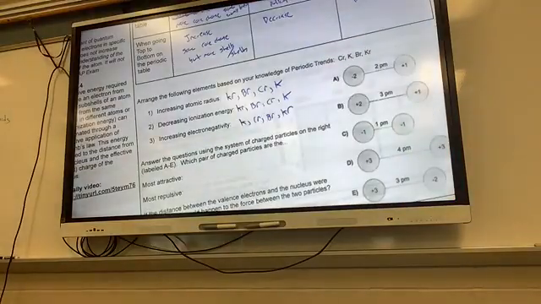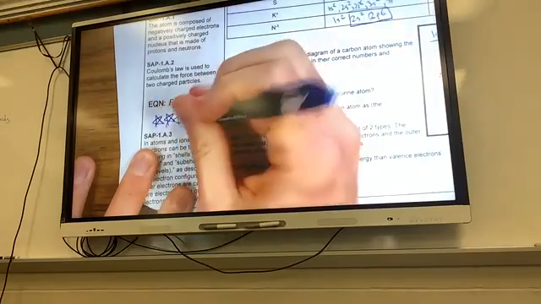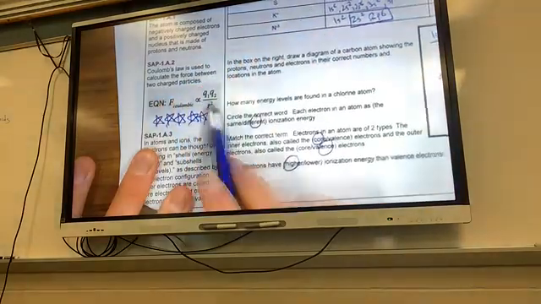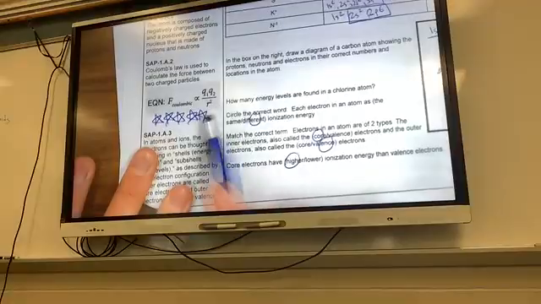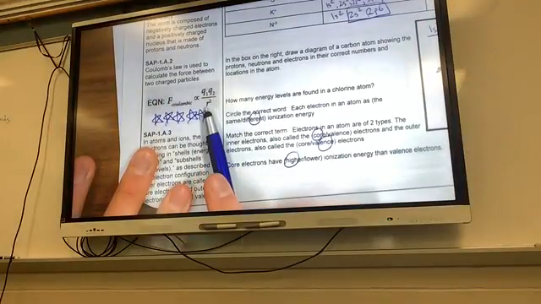On the last page, we skipped something major. Look at the side. Put a star by this. We didn't even talk about it. Coulomb's law, right? Remember Coulomb's law is charge 1 times charge 2 divided by r squared.